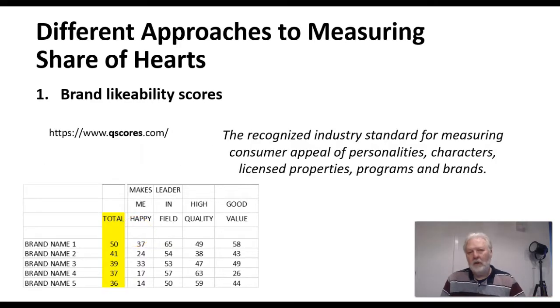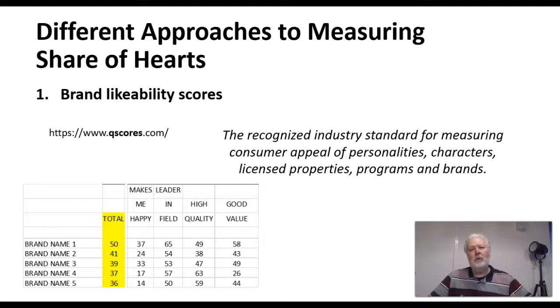First one is a brand likability score, and in different countries, companies or research companies will provide this. Probably the most well-known one in America is a company called Q Scores, and I've got the web address there, and this is straight from their website. So it's in italics, so it's the recognized industry standard. They're measuring consumer appeal, and they look at people, personalities, celebrities, characters, such as you might have on packaging like Mickey Mouse or something, licensed properties, programs, events, brands, etc. And I've just got a little summary, a snippet from their example, again from their website.